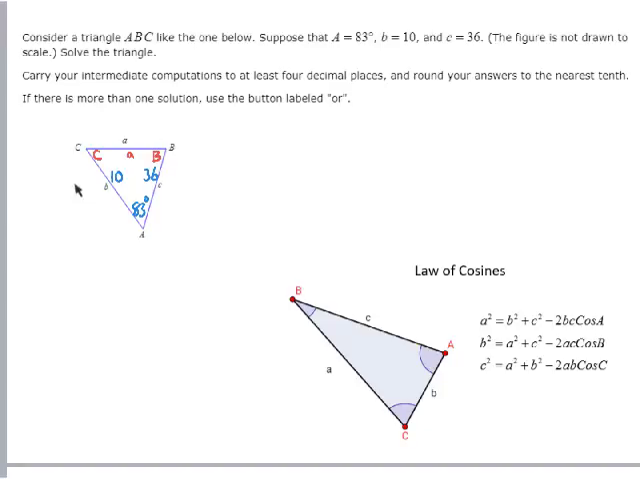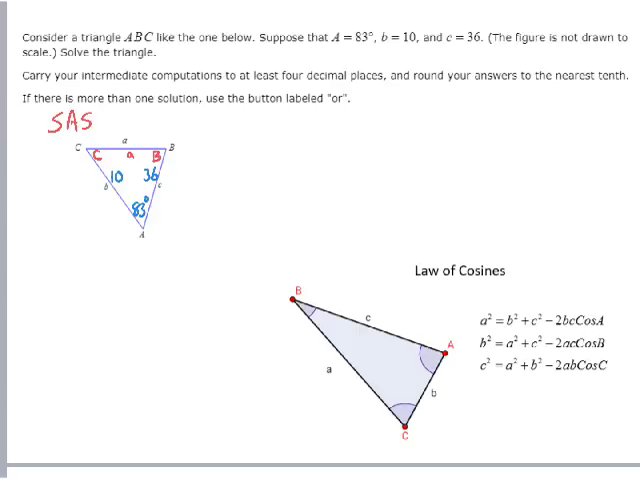So we have this triangle right here, and we want to find angle C, side A, and angle B. We're given a side angle side. So with side angle side, in this situation, law of sines does not work.